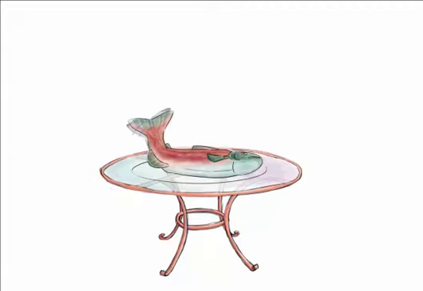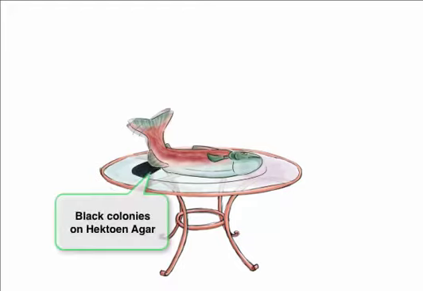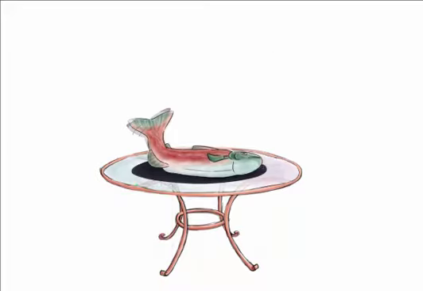You can remember that all enteric bacteria that are motile are also H2S positive, which means that it grows black colonies on Hektoen agar plate. But just to really drill it in, we'll go ahead and paint the plate that the fish is on black. That black plate should trigger a memory of black colonies on the Hektoen agar plate, which means H2S positive.